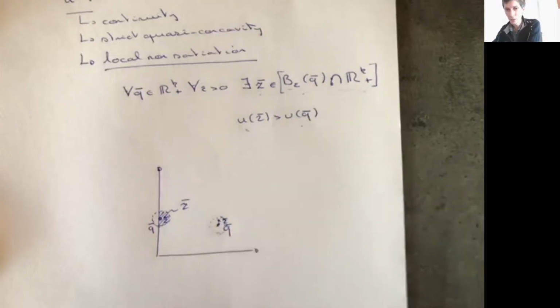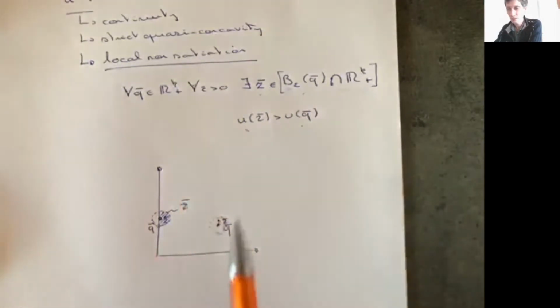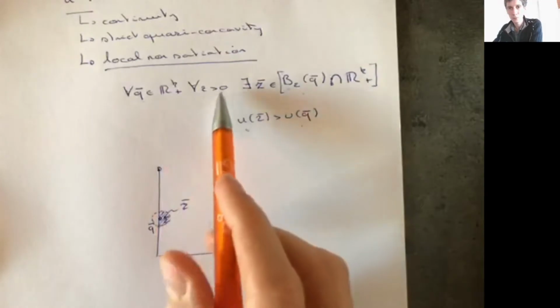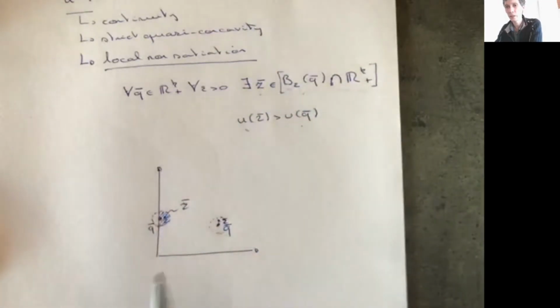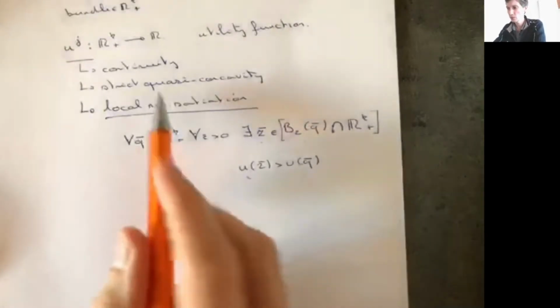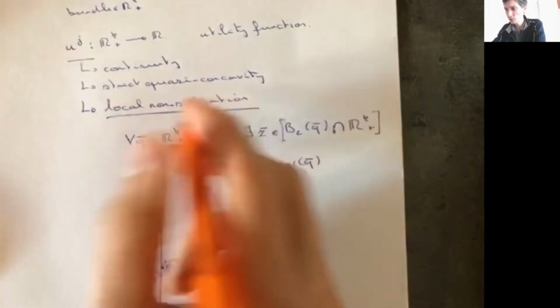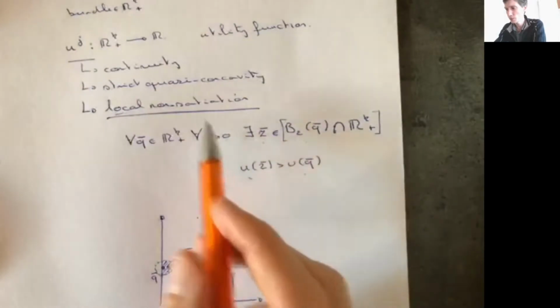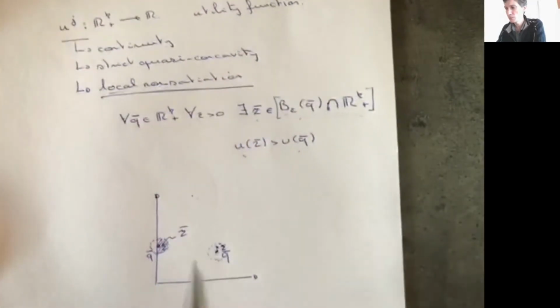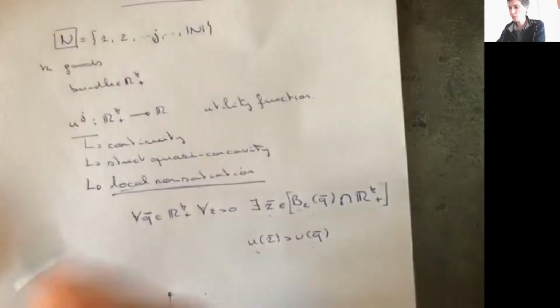So what's the intuitive meaning? The intuitive meaning is that for any q, I can move an arbitrarily small epsilon away and be better off in some direction around q. So there's something arbitrarily close by that's strictly better. This is why it's called non-satiation. Local, because it holds for every epsilon, and non-satiation means that you're never happy. You can always improve in some direction to be better off. These are the properties that we're going to assume.